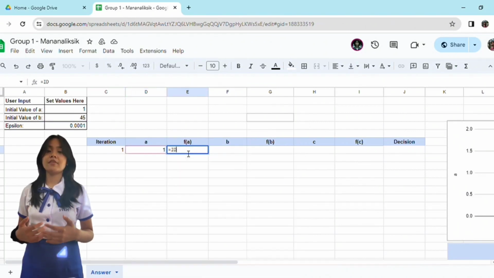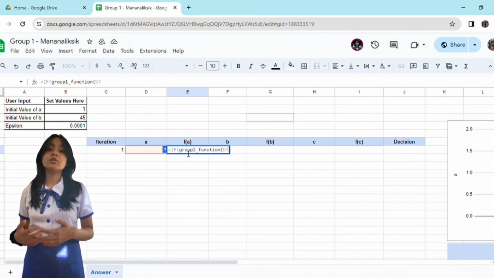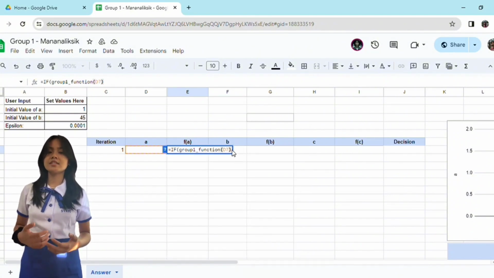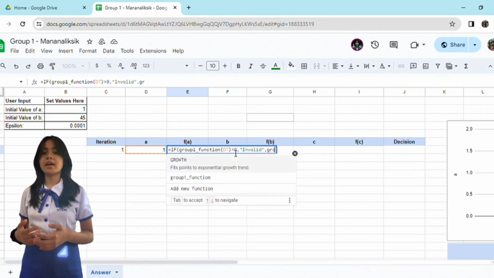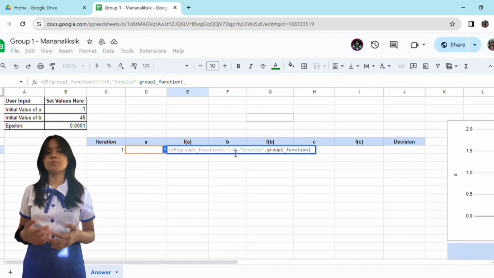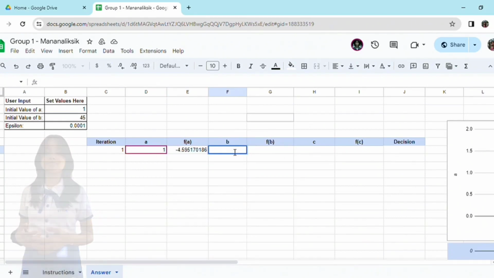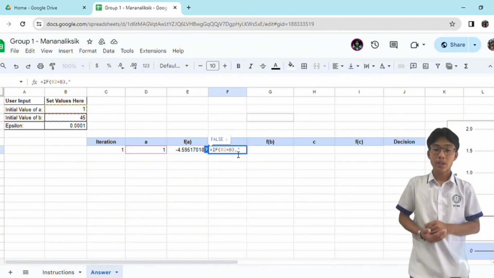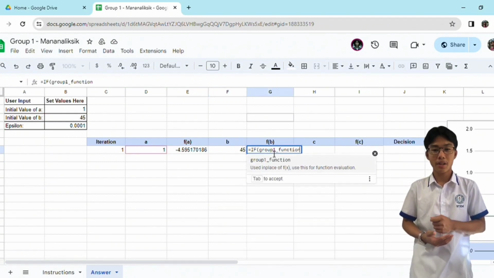When evaluating f of a, you're essentially substituting the value a into the function f, denoted as f of a. So for instance, if the function is called group function of x, to find f of a, you substitute a into group function of x, which yields group function of a. So, let's put it here. a is 1 and b is 45. This substitution automatically computes the corresponding value.